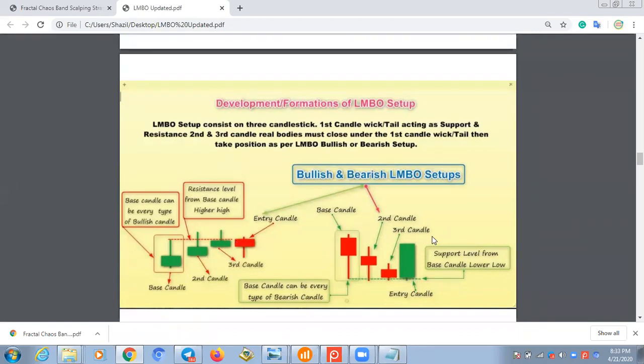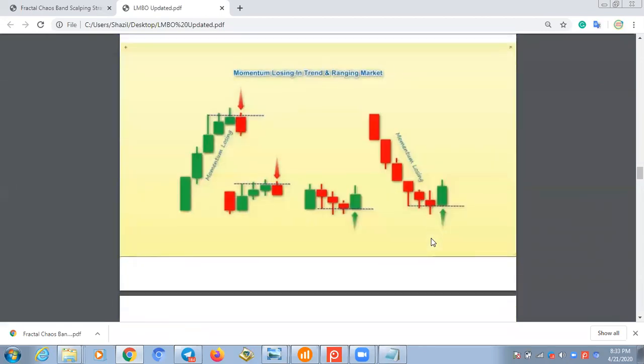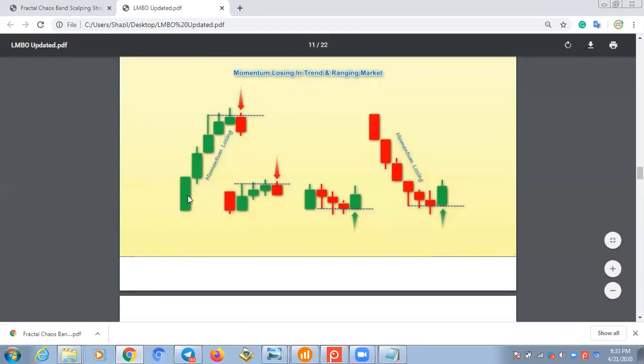On the next slide, look at now. Momentum losing in trend and ranging market. Okay. So when we are going strongly bullish, the momentum is losing here. We take this wick. These two candlesticks close below this level. The next candlestick goes down. We're losing momentum. We take this candle's wick, and this candlestick closes above the level and goes up. And in this setup, this candle is going up and it's going down. This candlestick is moving down, and when we take a wick here and it closes on the level, it goes up.